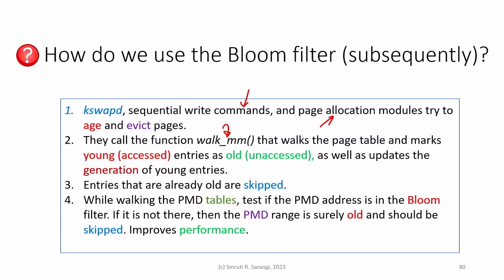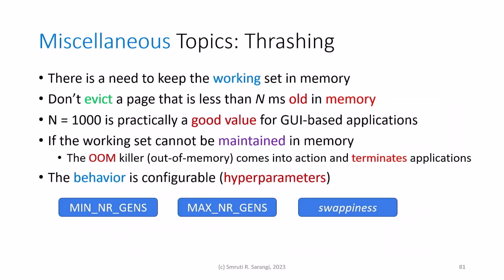While walking the page tables, Bloom filters help you improve performance. And needless to say, with Bloom filters addition is easy, deletion is very hard, which is why Bloom filters have to be periodically reset. That is a limitation of the Bloom filter structure. Of course, there are other structures called counting Bloom filters and so on. But again, they are not as simple and easy to use as, for example, this Bloom filter is.